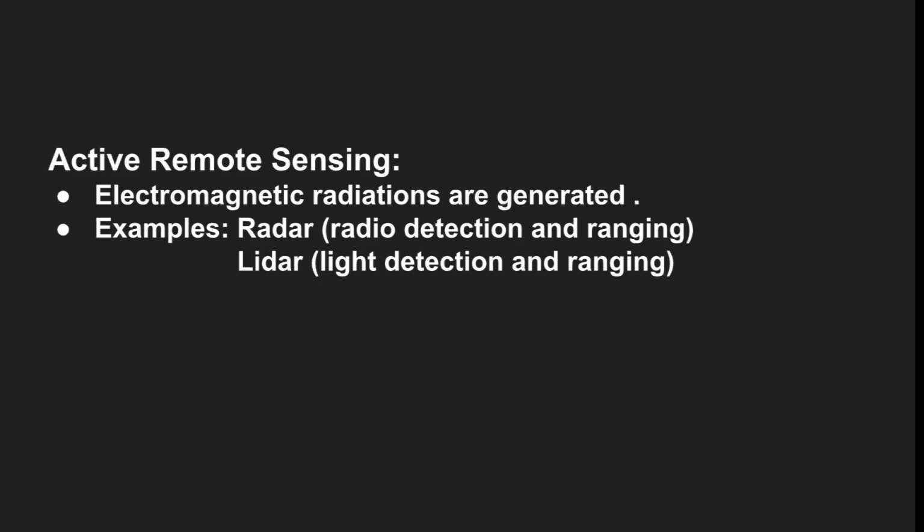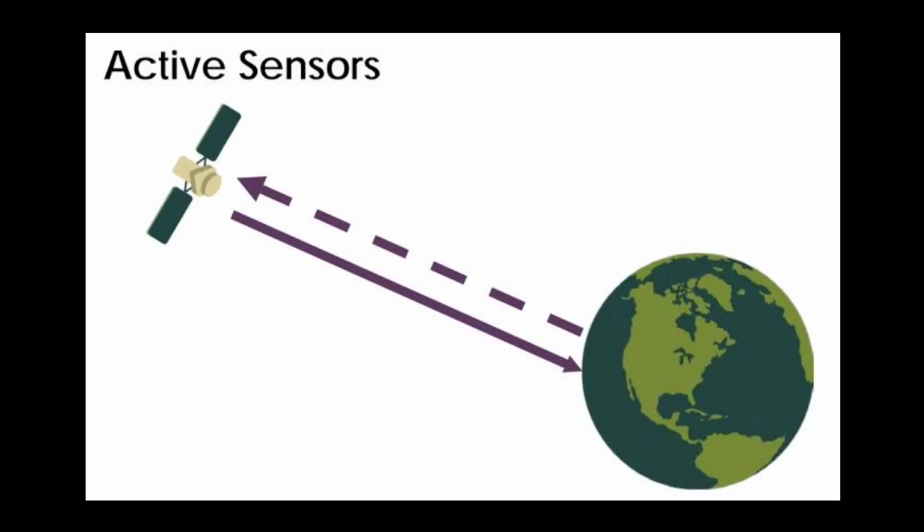As you can see in this picture, in active remote sensing, the electromagnetic radiations are generated by the satellites or by a source. Then the emitted radiations are noted down so that the data regarding the object is known.